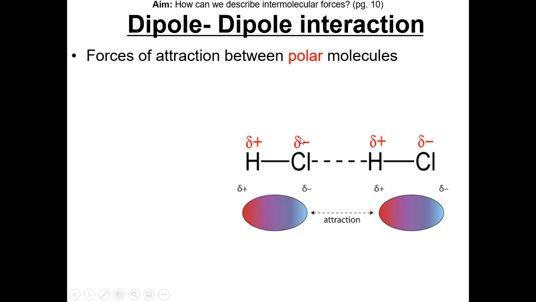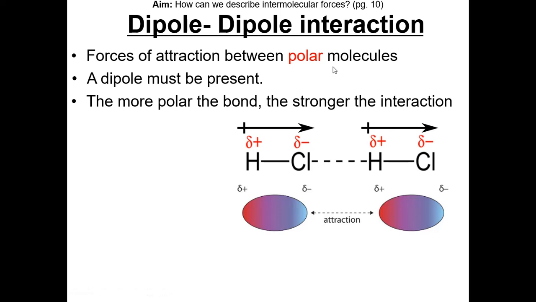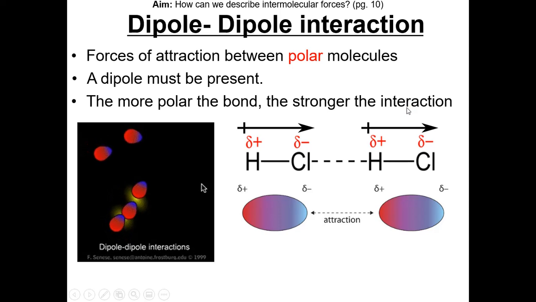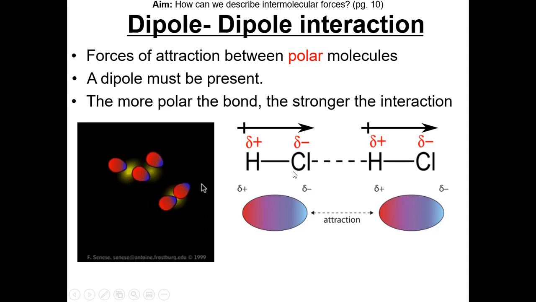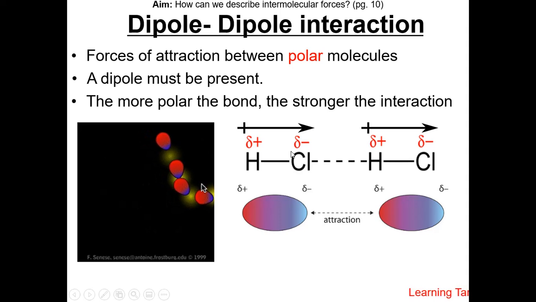So dipole-dipole interactions are the forces of attraction between polar molecules. So a dipole must be present. The more polar the bond, the stronger the dipole-dipole interaction. So here's a GIF showing what's happening. So you can see as the molecules get close to each other, they will interact through the partial charges.